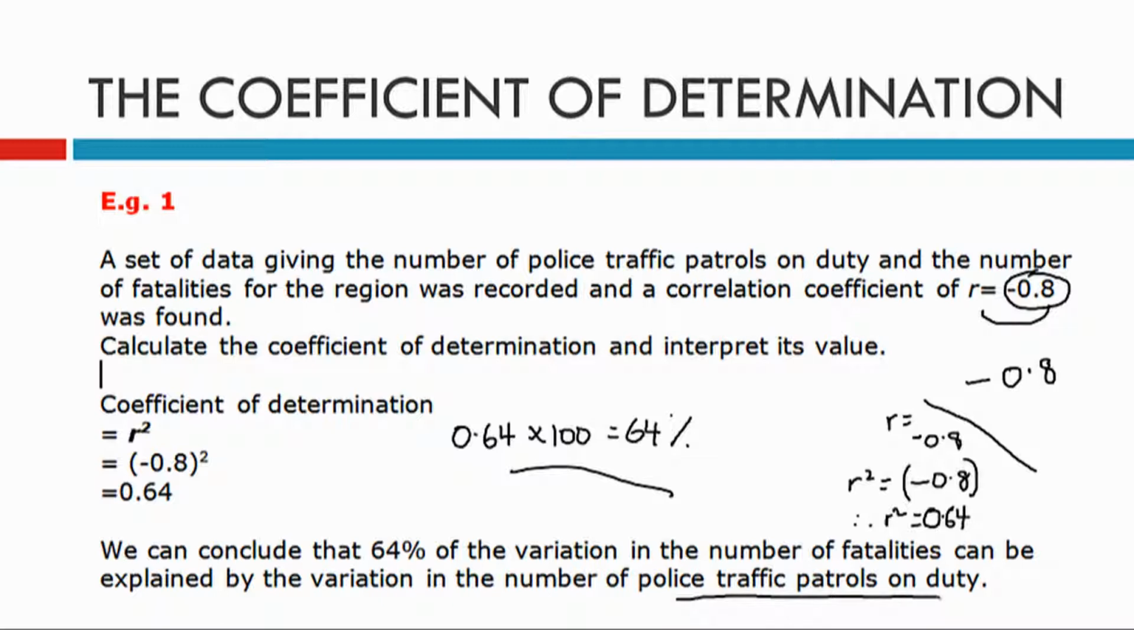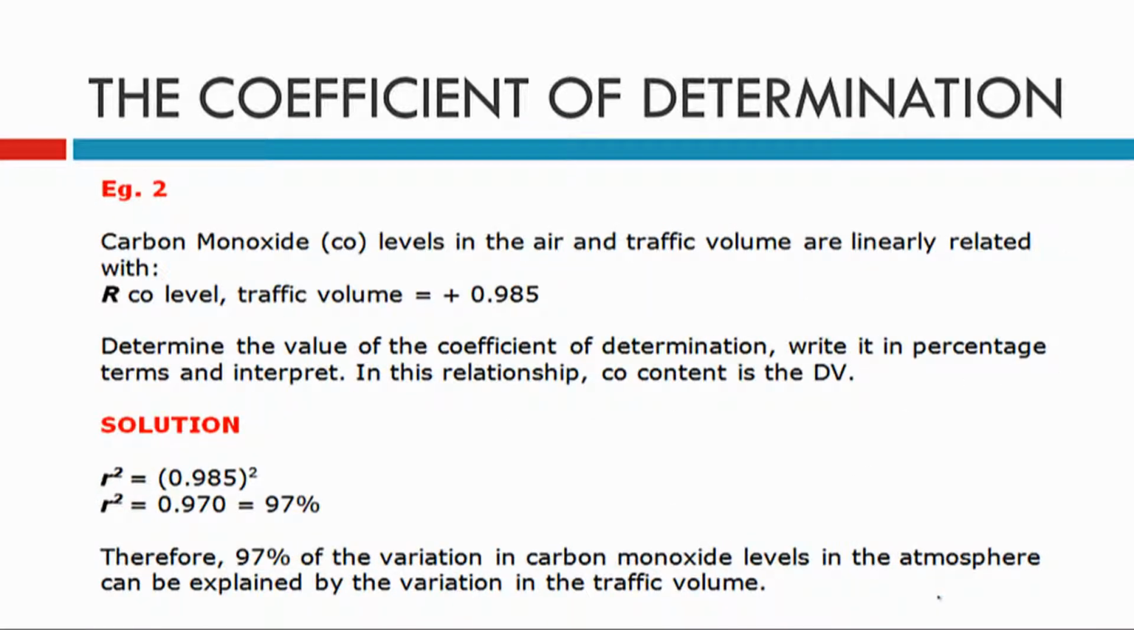traffic patrols on duty. The second example is about carbon monoxide levels in the air and traffic volume, which are linearly related with that rule there, and it's negative 0.985. It says, determine the value of the coefficient of determination, write it in percentage terms and interpret. In this relationship, CO content is the dependent variable.